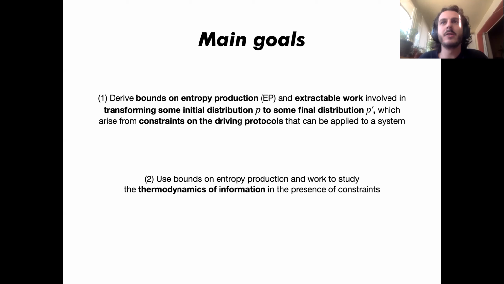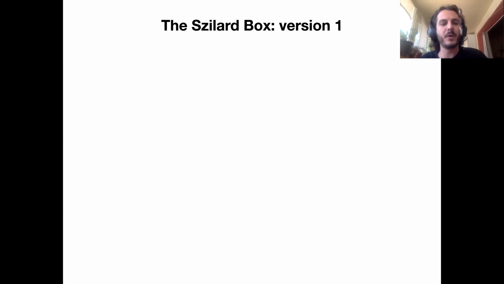The other goal of the project, which I'll mention mainly in passing at the end due to time reasons, is to use these bounds to think about the thermodynamics of information in the presence of constraints and how different measurements can have different thermodynamic values, so to speak. As I mentioned, I'll mainly talk about the first goal, and I will explain this using a simple example of a Szilard box, which many of you are familiar with.